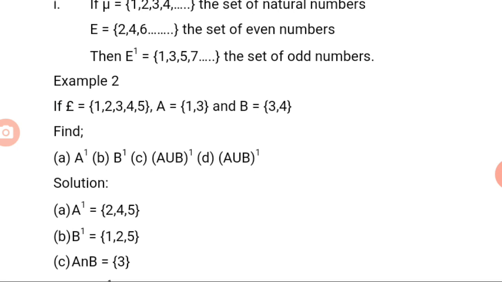Now, B complement. Set B has 3 and 4 as its elements. What will be B complement? Those are the elements that can be found in the universal set but are not in set B. So we have 1, 2, and 5. Are we together?